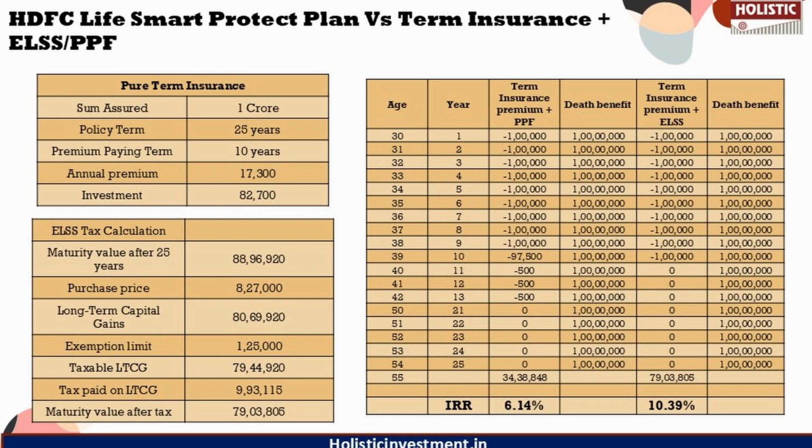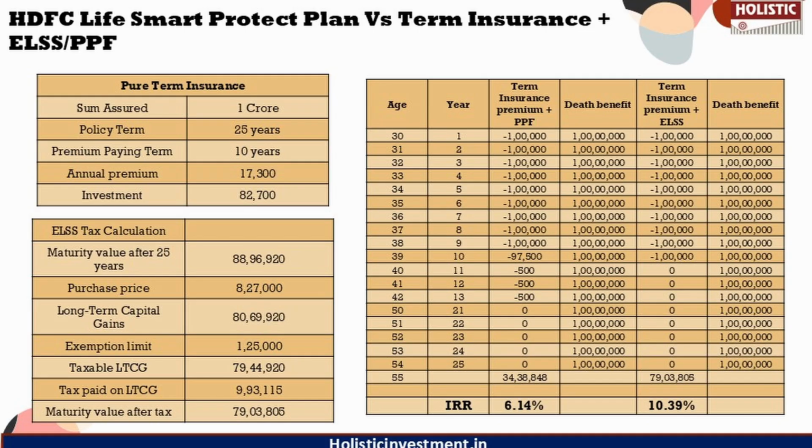So here in the case of the PPF plus term insurance combination, you can see that PPF has a lock-in period of 15 years with a minimum contribution of 500 rupees per year. As we have assumed a premium paying term of only 10 years, adjustments were made in the last 5 years' contribution, where we contributed a minimum of 500 rupees per year just to keep the investment going.